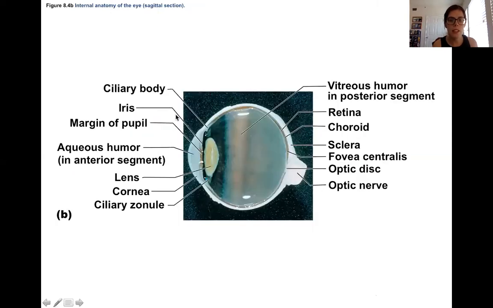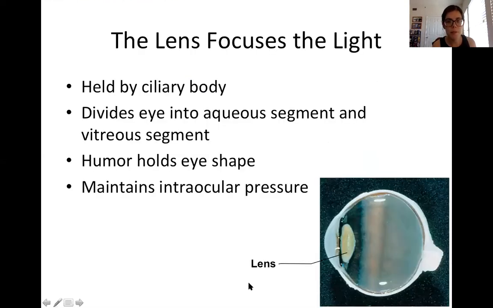This is another example of the eye. What I want you to see here is, yes, we talked about the layers, but it's filled with fluid. And in the anterior segment, we've got aqueous humor or aqueous fluid. And in the posterior segment, we've got vitreous humor, which is another fluid. And in the middle, we have the lens. And again, the lens is going to focus the light, and it divides it into that aqueous and vitreous segment.